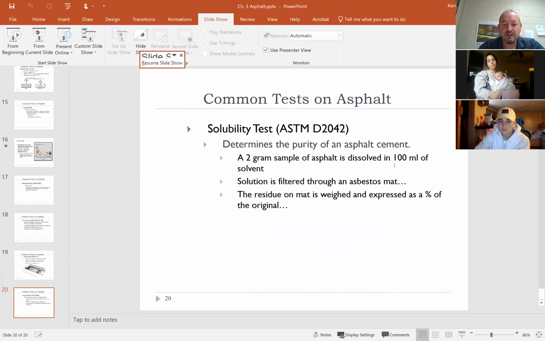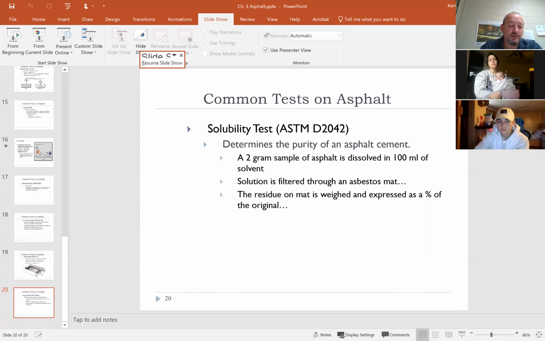And the last thing here in the introductory part is a solubility type of test. They take 2 grams of the asphalt and dissolve it in gasoline and filter it through an asbestos mat and see how much of the residue is left.